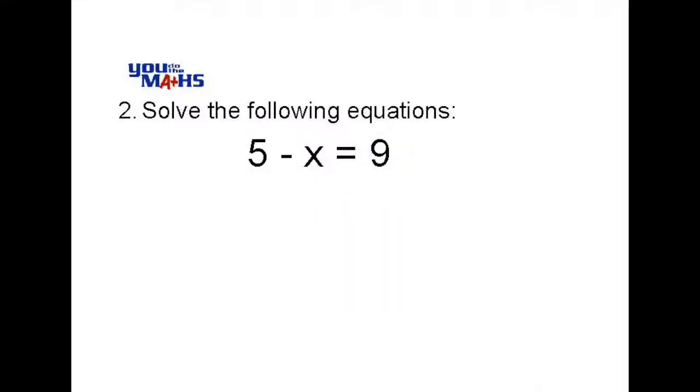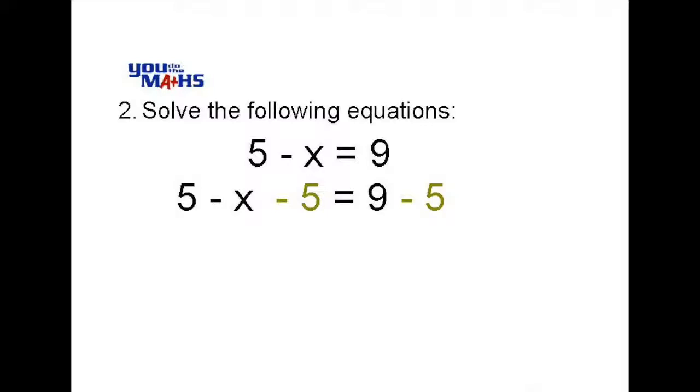In this problem we've got 5 minus x is equal to 9. Once again we want to solve the equation, so find out what the value of x is. We need to remove the 5. Now we do that by saying positive 5 minus 5 will remove the 5. So we take away 5 from the left hand side, and we have to do the same to the right hand side so it stays balanced.